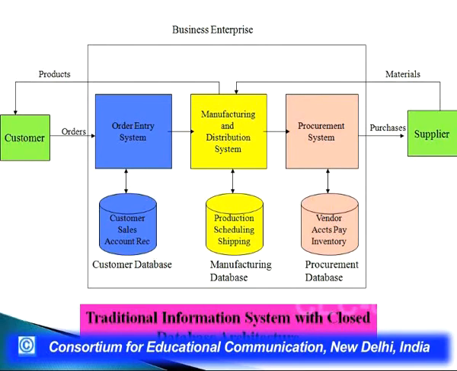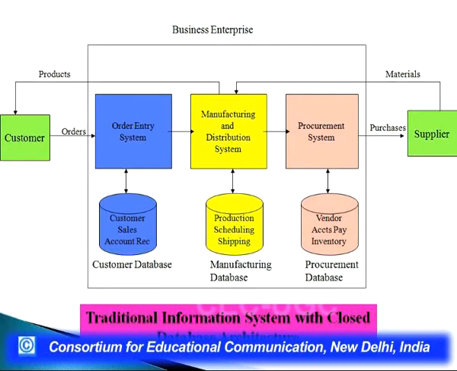Here you can see that the material is already linked with the supplier as well as with the manufacturing and distribution system. In the same way, the customers are interlinked with those kinds of activity. So what is happening in the traditional information system with closed database architecture is that you have a customer database, a manufacturing database, and procurement databases. When the items are being supplied, all the necessary steps involved are taken care of.